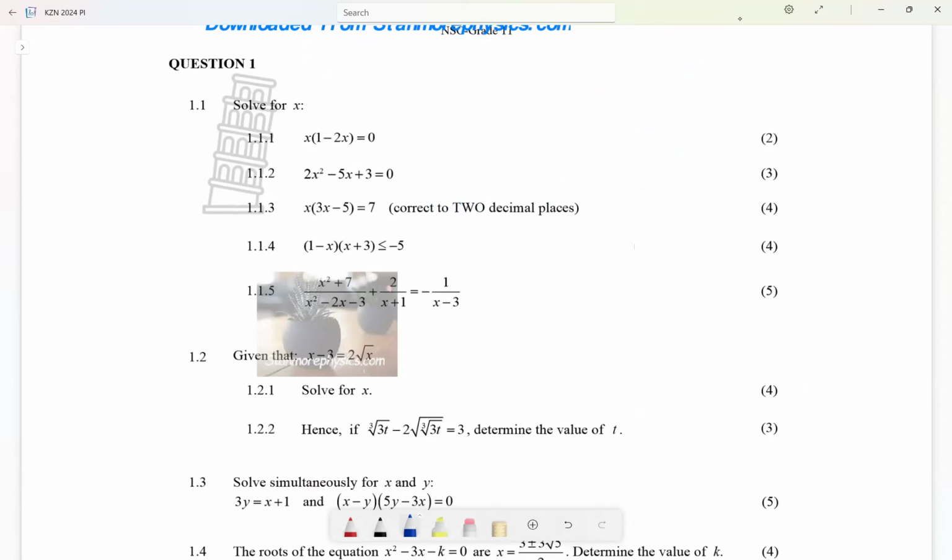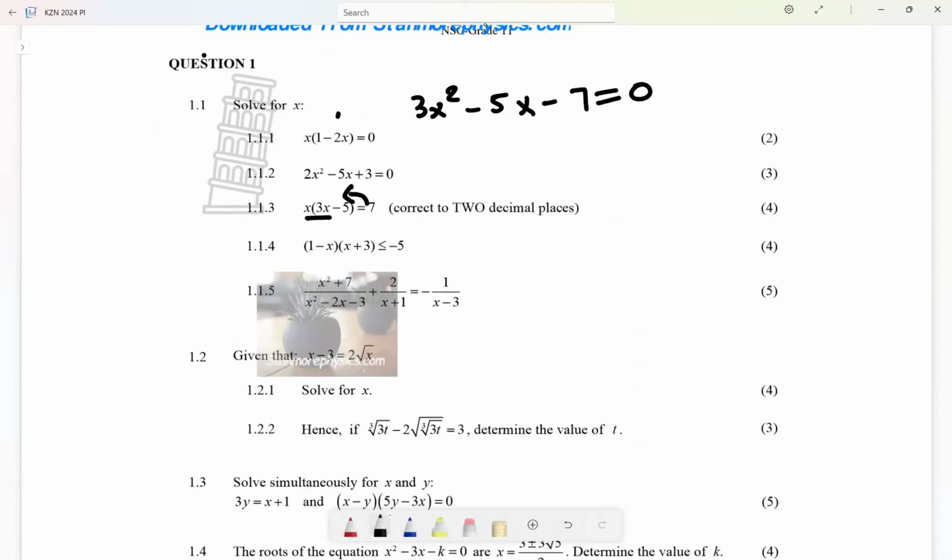1.1.3. I have now x into 3x minus 5 is equal to 7. They tell me correct to 2 decimal places. Remember, when they tell you to 2 decimal places, what you have to think of is that you have to apply the quadratic formula. So first things first, let me apply the zero factor or standard form. So I'll multiply this out. When I multiply that out, it will be 3x squared minus 5x. Then I take this 7 to the other side, it becomes minus 7 is equal to 0.